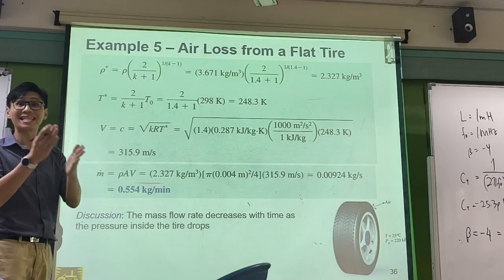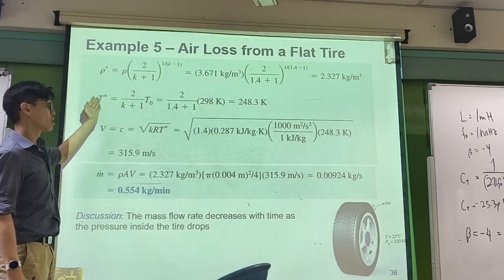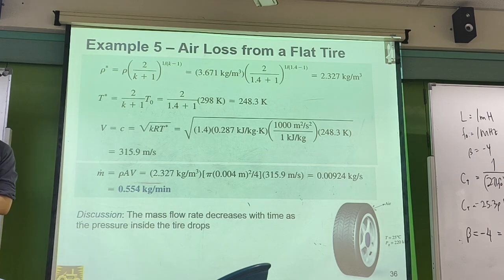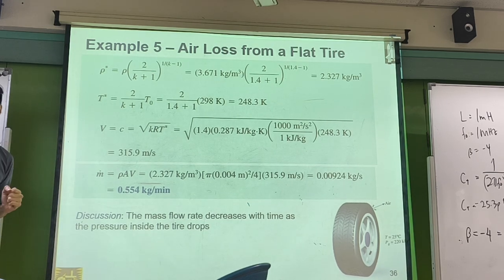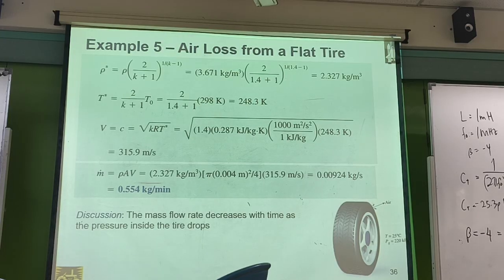Then ultimately you can see exactly the same steps. You have the density, you have the temperature, you find the velocity. Velocity will be the speed of sound. Then once you get the velocity, you can get the mass flow rate. Understand? Any questions?